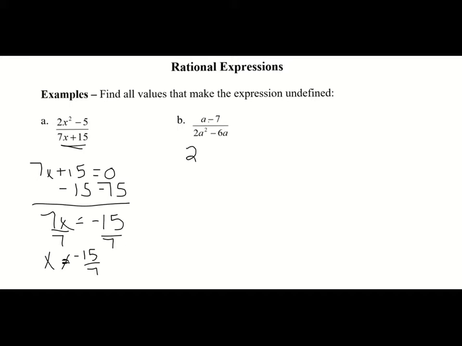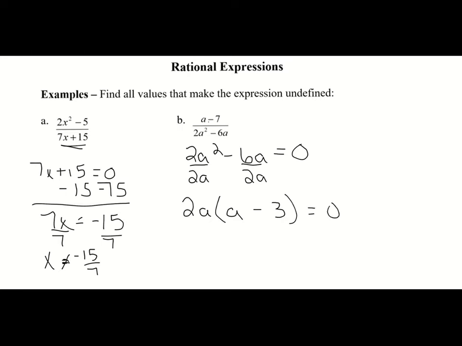So I'm going to take my denominator again, my 2a squared minus 6a, and set that equal to 0. Now this is a quadratic, so we have to factor like we did in the past couple modules. So I do see a greatest common factor here, and I can pull out a 2a from both of these. So when I factor it, I have 2a times a minus 3 equals 0. And then just like we did before with our zero factor theorem, we'll put 2a is equal to 0 and a minus 3 is equal to 0, and we'll solve.